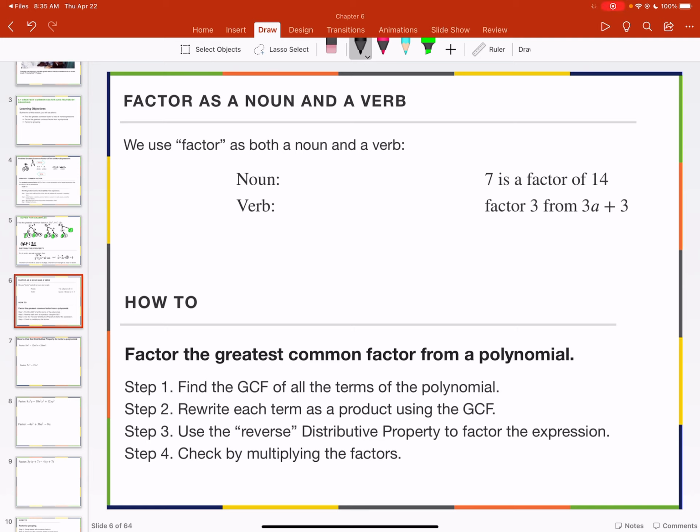Okay, so we use factor as both a noun and a verb. We could say that 7 is a factor of 14, so 7 times 2. So 7 is a factor. And then if you have 3a plus 3, we want to factor it out. We say, oh, what's in common is a 3, times a plus 1. So this is factoring, and we use them interchangeably. So just be mindful.